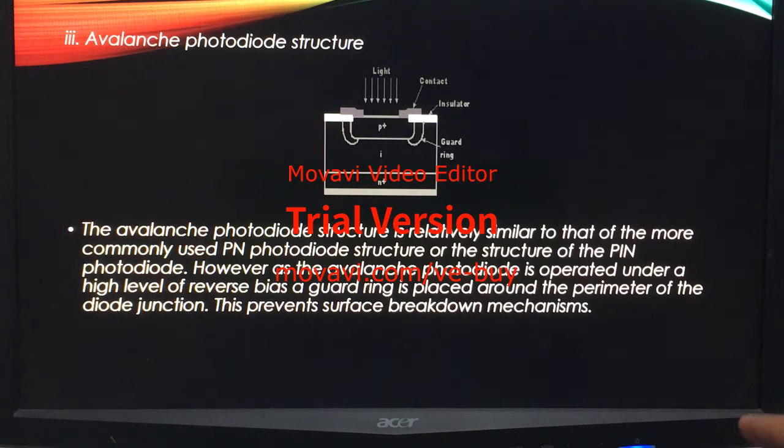And there's the avalanche photodiode structure. It is relatively similar to the more commonly used PN photodiode structure or the structure of the PIN photodiode. However, as the avalanche photodiode is operated under a high level of reverse bias, a guard ring is placed around the perimeter of the diode junction to prevent the surface breakdown mechanism.